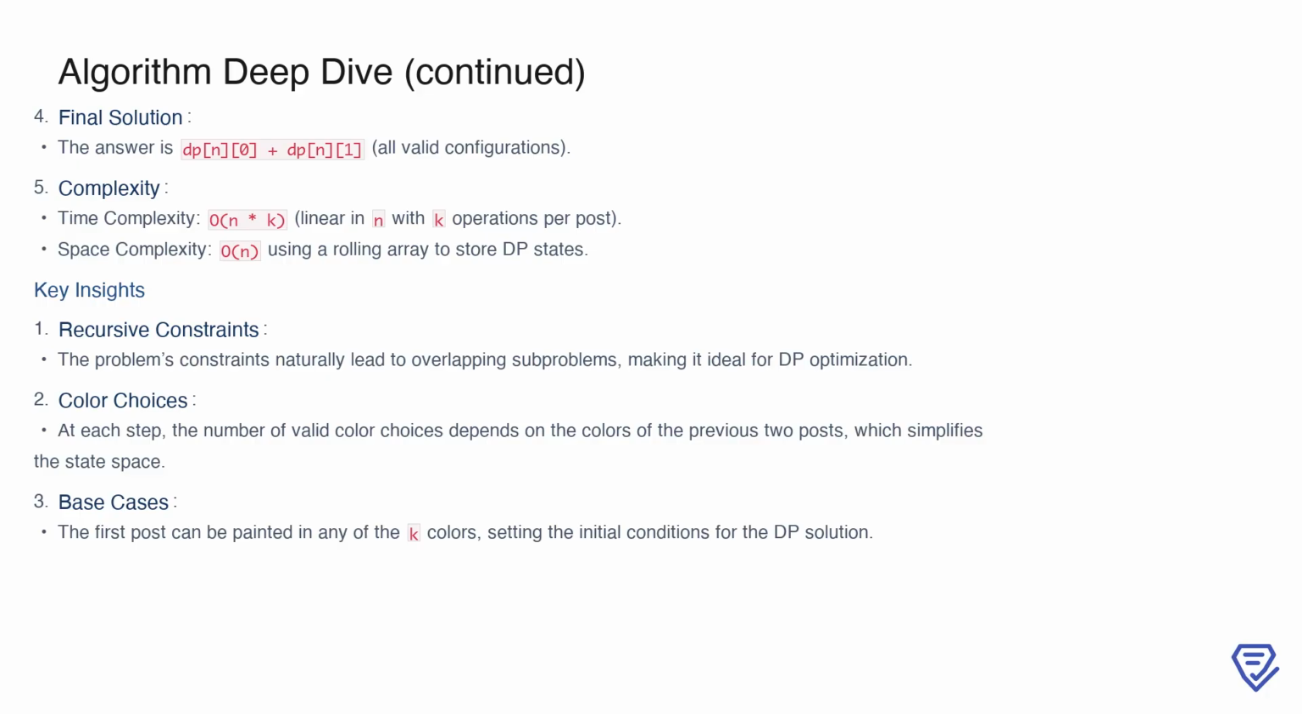The time complexity of this approach is n*k, because we compute transitions for each post in n steps with k operations per post. The space complexity is n if we maintain a full DP table. This method highlights key insights about the problem, such as the importance of recursive constraints, which naturally lead to overlapping subproblems. The number of valid color choices at each step depends on the colors of the previous two posts, which simplifies the state space. The base cases also play a crucial role in initializing the DP solution, as the first post sets the foundation for subsequent configurations.